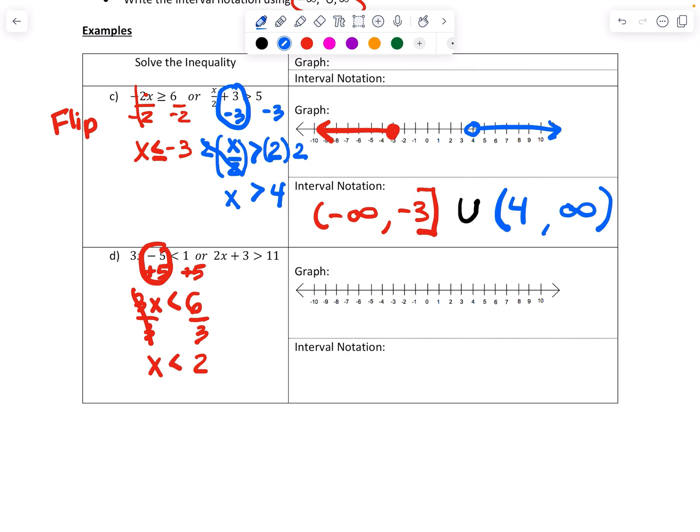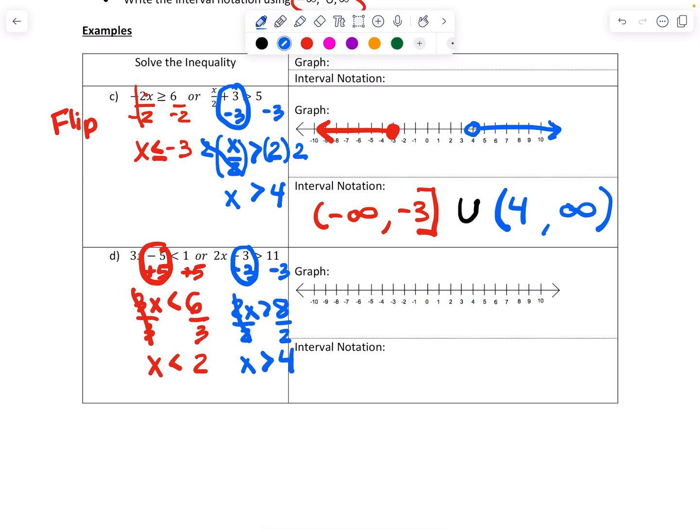2x plus 3 is greater than 11. First, I'll get rid of the plus 3 by subtracting 3 from both sides because this will add to 0, leaving me with 2x. 11 minus 3 is 8, and copy down your inequality symbol. To get rid of the 2, I divide both sides by 2. This will reduce down to just 1x. 8 divided by 2 is 4. I divided by a positive number, so keep your inequality the same.